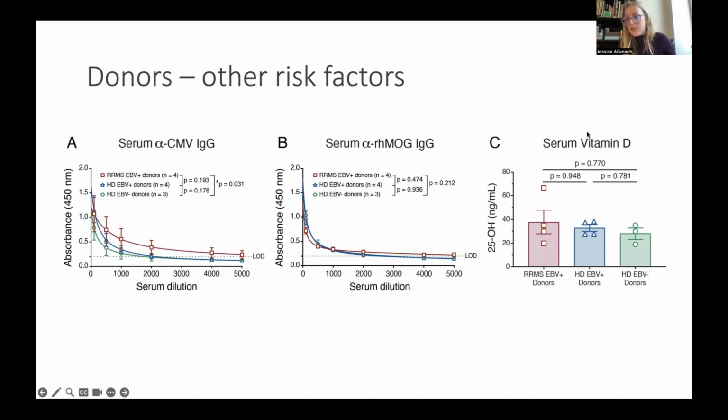And then we also checked serum vitamin D levels. And at the time that these individuals donated, they all had very similar vitamin D levels on the whole, which again suggests that these factors are probably not what's explaining the differences we're seeing clinically.